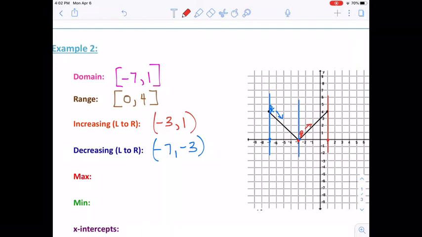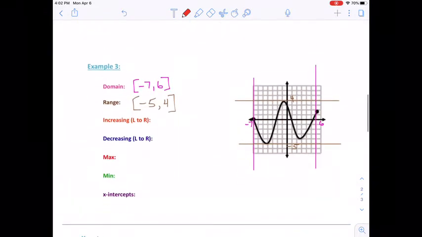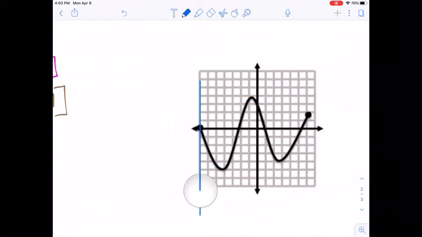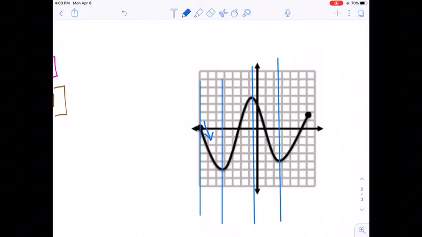Let's look at example 3, increasing and decreasing. Example 3 is a little bit different because it has more than one section that's increasing and more than one section that's decreasing. I can see that it is decreasing, going downhill between these 2 points. And it's also going downhill between these 2 points. Downhill, downhill.